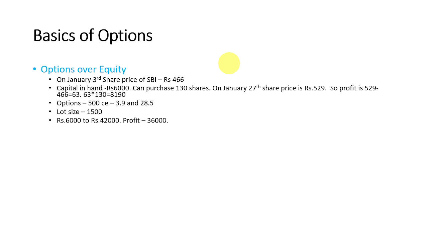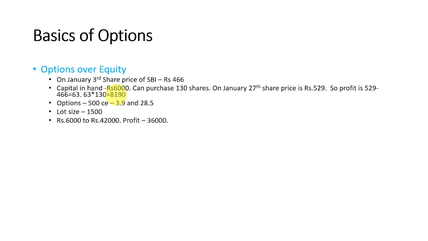With 6,000 you can buy around 130 shares. And as you expected, by 27th of January, the price was quoting at 529. So the profit you got per share is 529 minus 466, which is 63. And as you have 130 shares, your total profit is around 8,200.